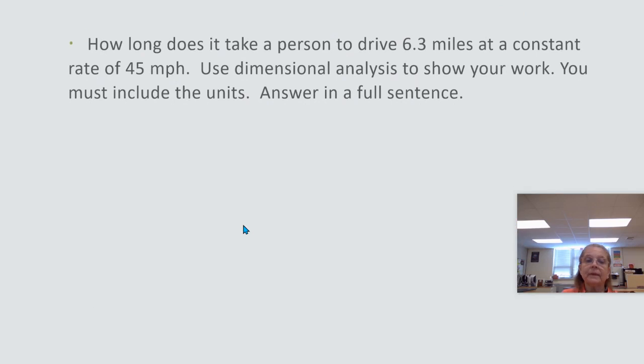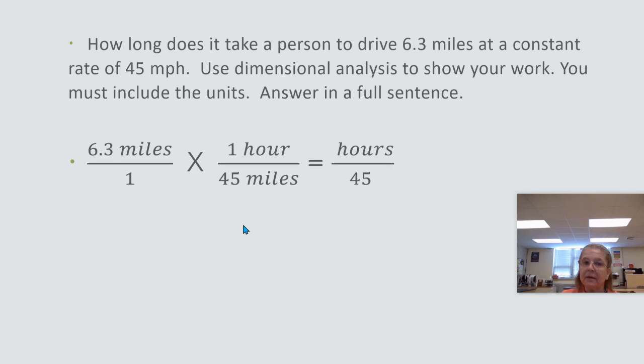Okay, let's look at this one. How long does it take a person to drive 6.3 miles? So now we're looking for time. How long does it take a person to drive 6.3 miles at a constant rate of 45 miles per hour? Again, we could do this without dimensional analysis, but it said to use it. So we're given the 6.3 miles and the rate is 45 miles per hour.